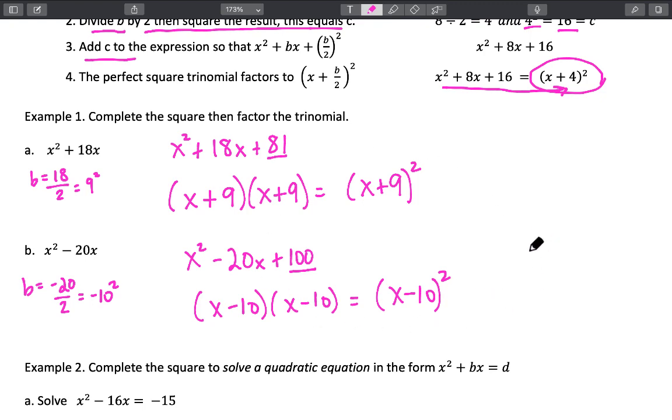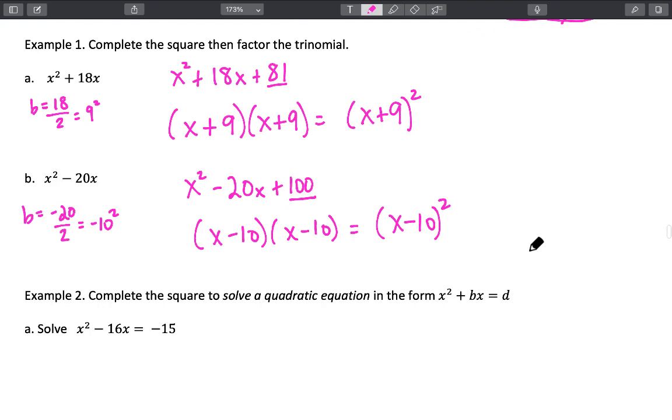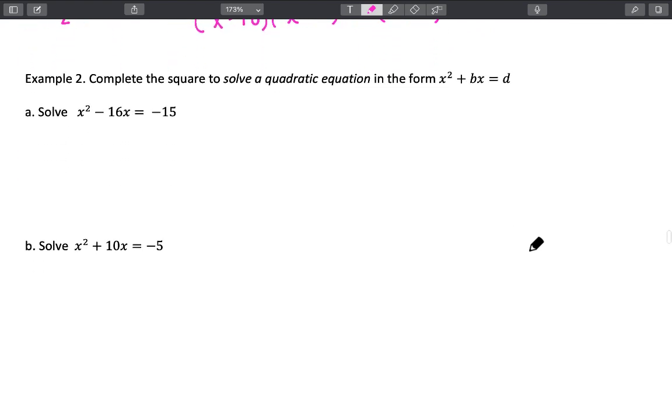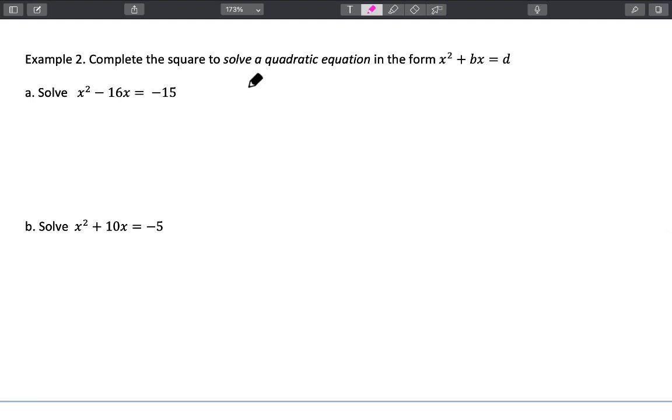Okay, so remember, we are learning how to complete the square in order to find the solutions to a quadratic equation. So in example 2, we're going to take this one step further, and we are now going to solve our quadratic equation by completing the square. So first and foremost, we are going to complete the square on the left-hand side, and you'll notice on the right-hand side I have another number here. We're just going to leave that over there.